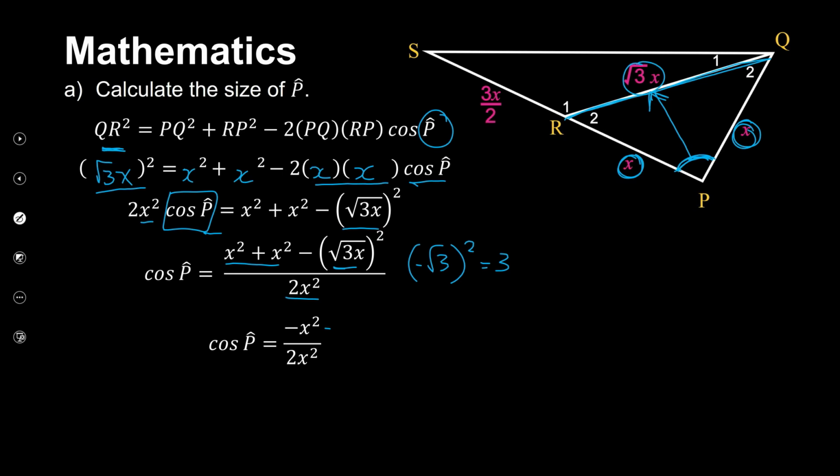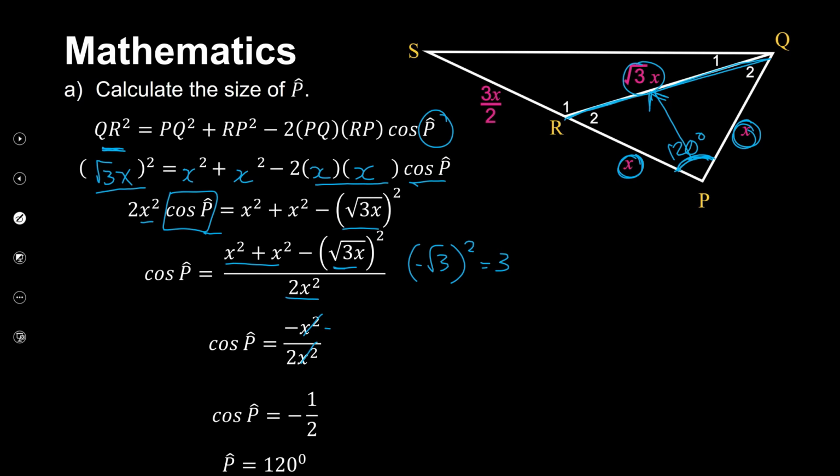And our denominator was 2x squared, and now we can just cancel out the x squared, so we're going to end up with cos of P equals negative a half. Now remember, they wanted us to find the size of P, so we need to use our calculator and use the shift button. So we're going to say shift cos of negative a half, and the answer that we'll get is 120 degrees. So it means that this angle here is now 120 degrees.